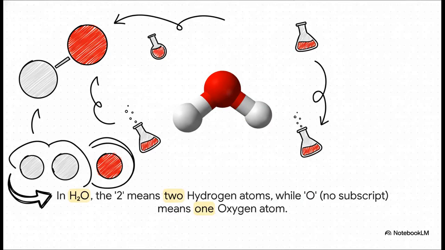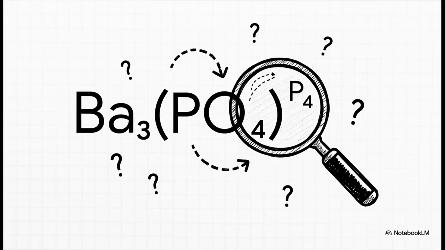Good old water, H2O. See that little 2 after the H? That just means there are 2 hydrogen atoms. Simple. And the O? Well, it doesn't have a number. And in the world of chemistry, if you don't see a number, you just assume it's 1. So H2O, that's 2 hydrogens and 1 oxygen. Easy peasy.